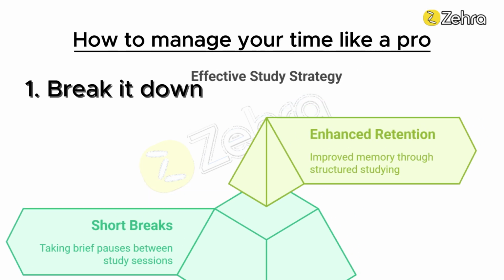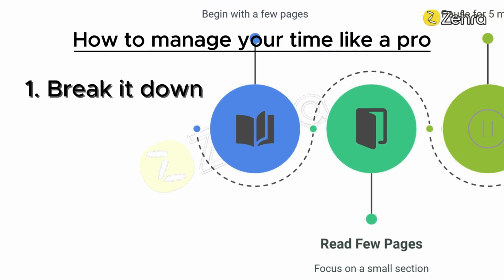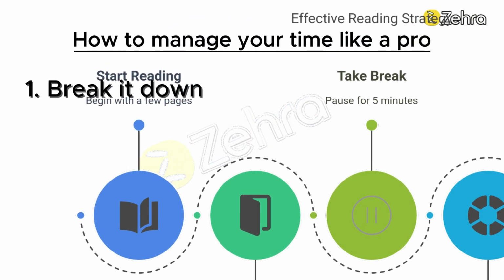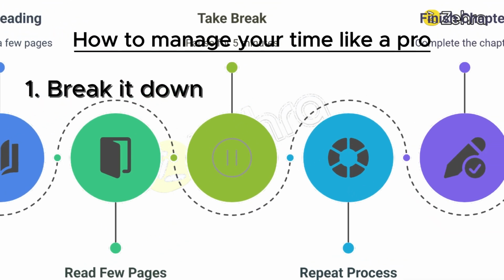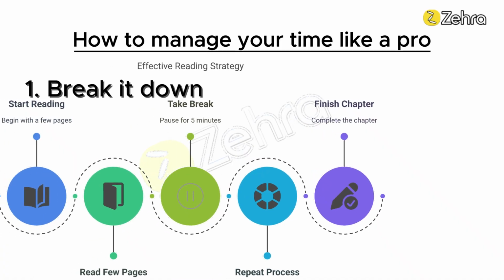For example, instead of reading a whole chapter at once, read a few pages and then take a 5-minute break. Do this several times until you finish the chapter. You will remember more than if you read it all at once.